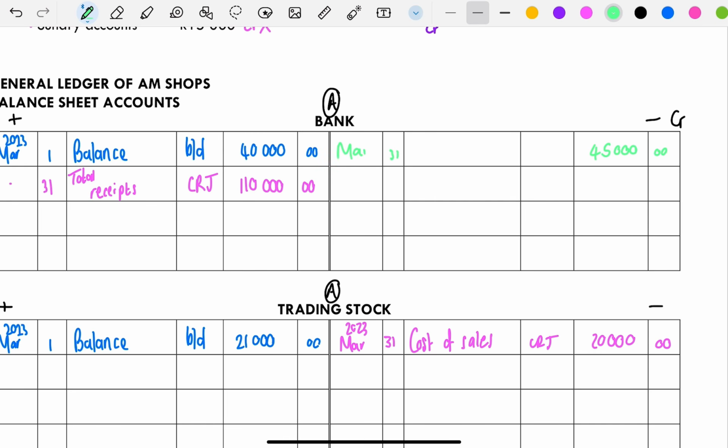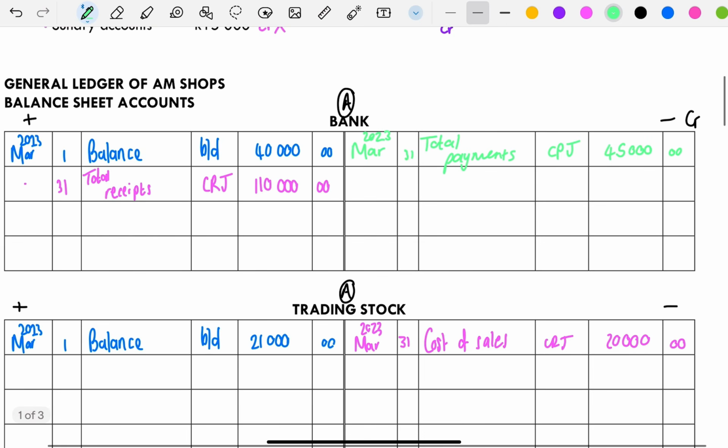We're still on the last day of the month, March 2023. And we write here total payments because this money represents all of the payments we made that was recorded in the cash payments journal. So your bank account will always look like this. It will always have total receipts on the debits and total payments on the credits.